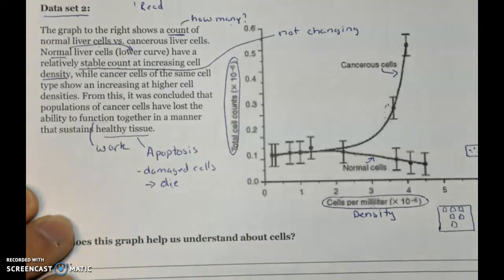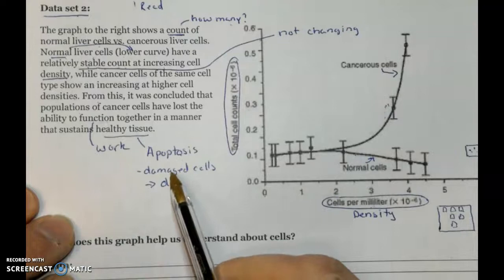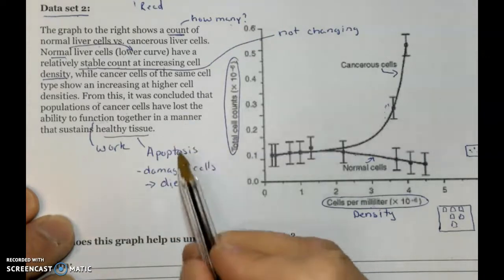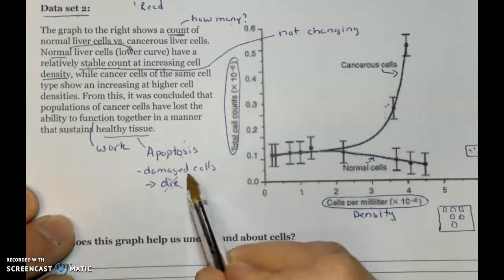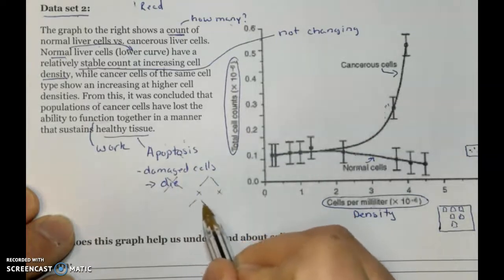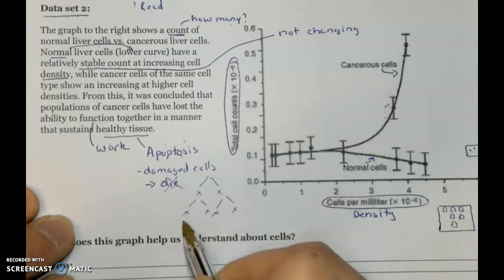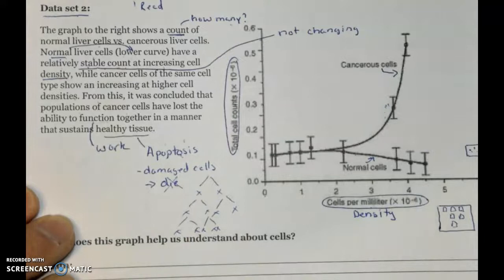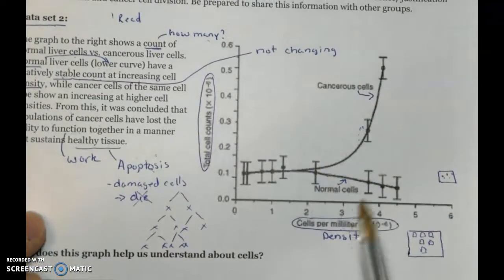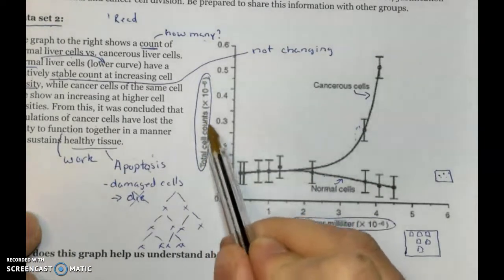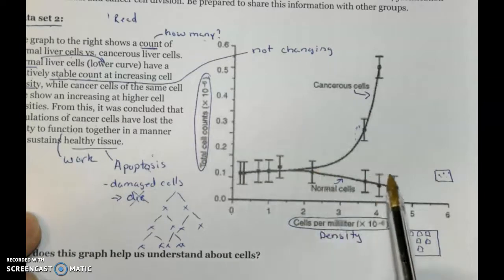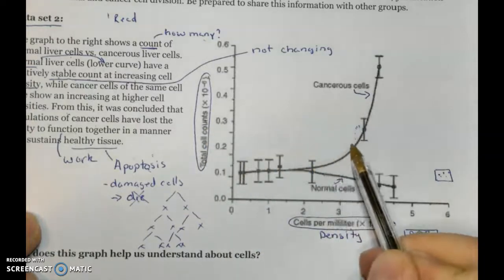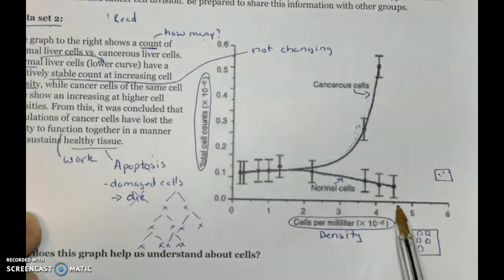We were comparing previously that normal cells go through apoptosis when damaged cells occur. They end up dying. But in cancerous cell division, apoptosis does not exist. Damaged cells do not die. Damaged cells continue to make more copies of themselves, and we end up with a growing population of these damaged cells. Going back to our graph, we can see that the total number of normal cells, the how many, stays consistent as density increases, whereas for cancerous cells, the total number of cells starts to skyrocket as density increases.